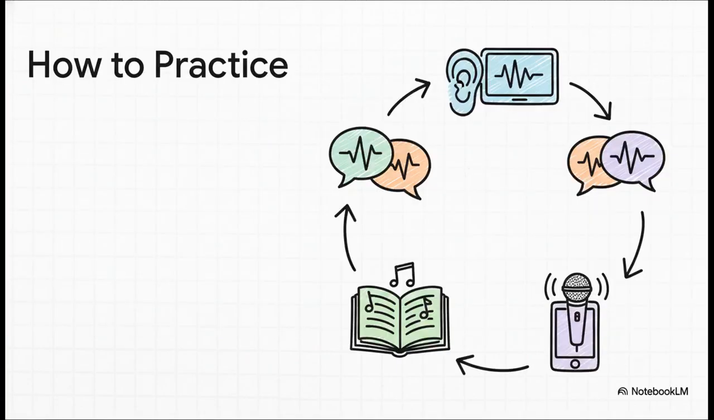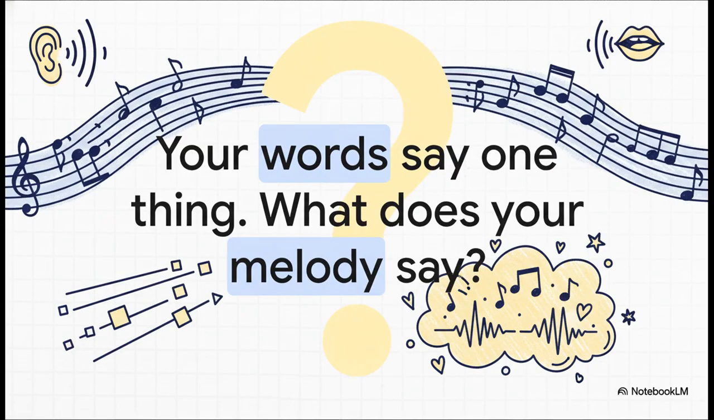So, how do you get better at this? Well, the best way is to just listen and copy. Pay really close attention to speakers you like, maybe in movies or on YouTube. Try to mimic the patterns you hear. And here's a great tip. Record yourself talking and then listen back. It might feel a little weird at first, but it's an amazing way to actually hear what your own vocal melody sounds like. So from now on, when you're talking to someone, try to listen for that hidden music.